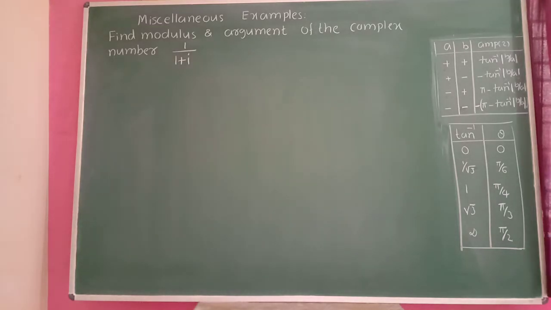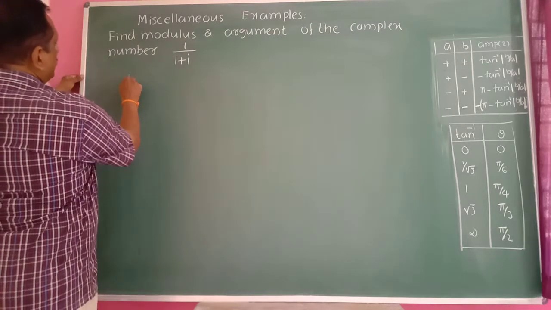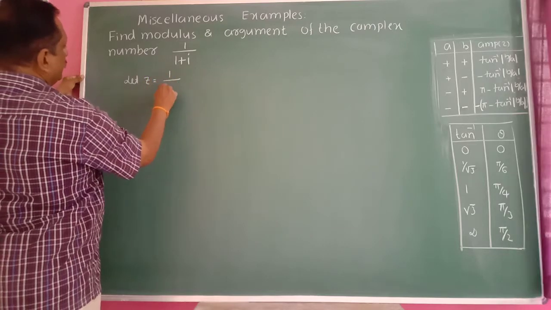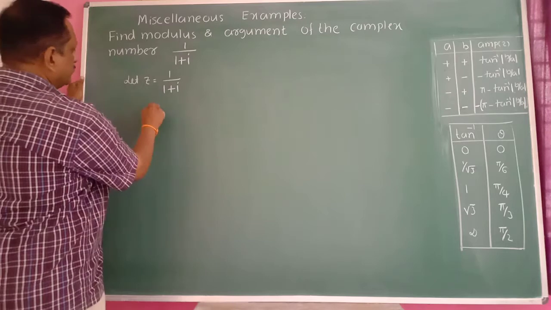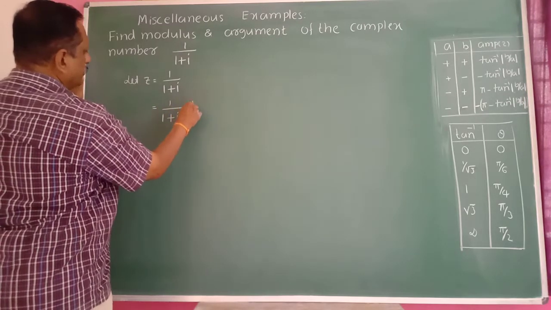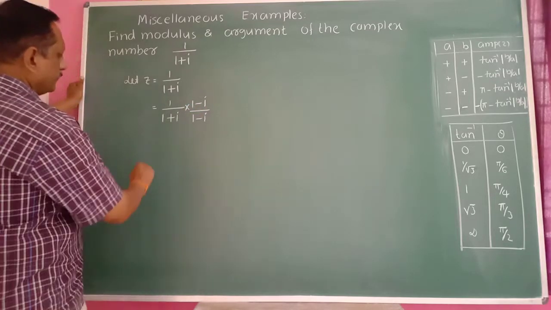Find the modulus and the argument of the complex number here. Take z equal to 1 upon 1 plus i. Now rationalize here: 1 upon 1 plus i into 1 minus i divided by 1 minus i.